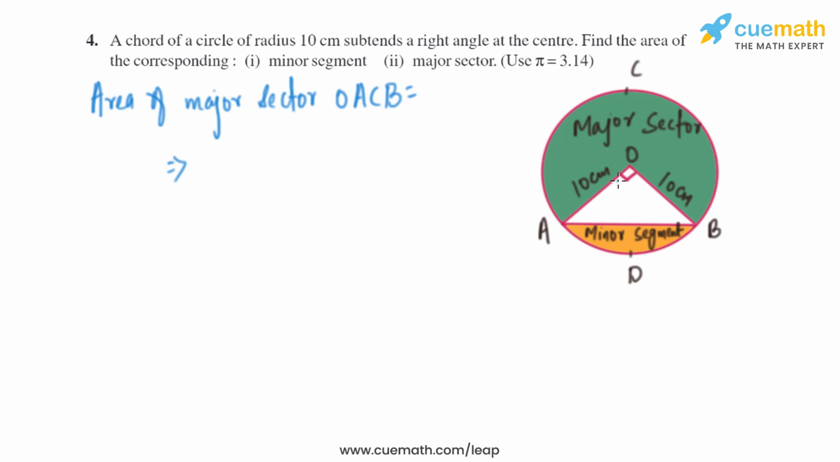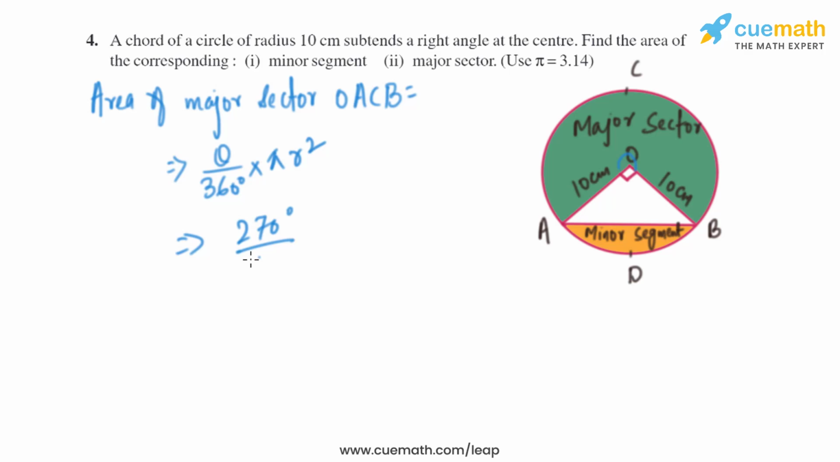So let's find the area of the major sector first of all, that is OACB. If this angle is 90 degrees, which means that angle is basically 360 minus 90, which is the same as 270 degrees. And we know the formula to find the area of a sector, that is theta divided by 360 degrees multiplied by pi r square.